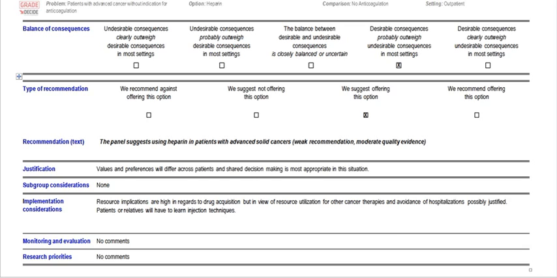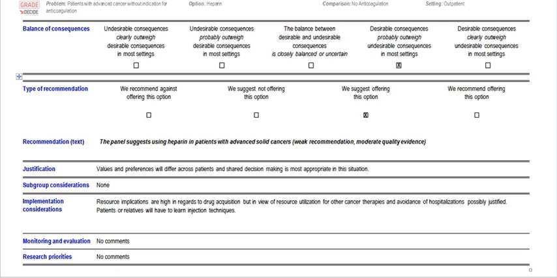The strength of the recommendation is indicated as either strong or weak and reflects the extent to which a guideline panel is confident that desirable effects of an intervention outweigh undesirable effects. Strong recommendations are indicated using the word "we recommend," and weak recommendations are indicated using the wording "we suggest." Recommendations can be strong or weak, as well as against an intervention option.